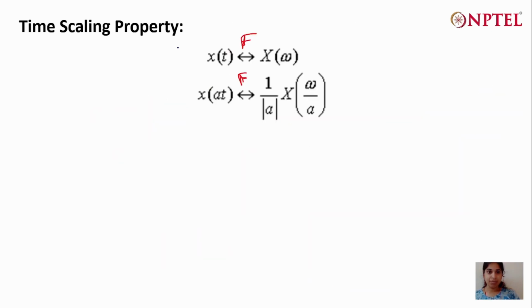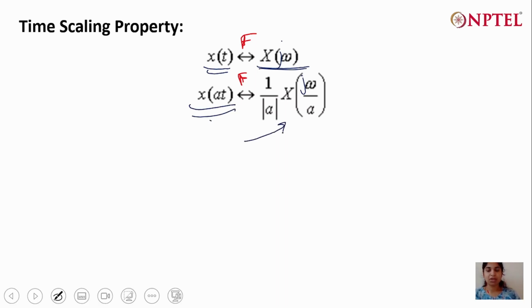In a similar way, we have the time scaling property. So if the Fourier transform of x of t is capital X of j omega, then the Fourier transform of x of at is 1 by mod of a into X of j omega by a. So if you have x of at, then you have 1 by mod of a X of j omega by a.